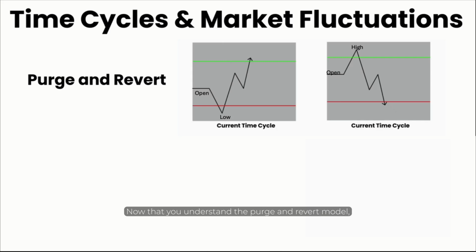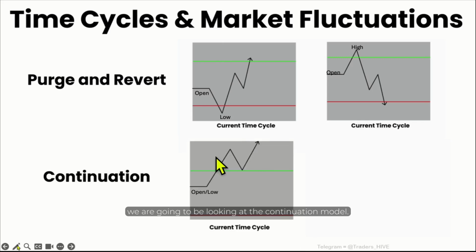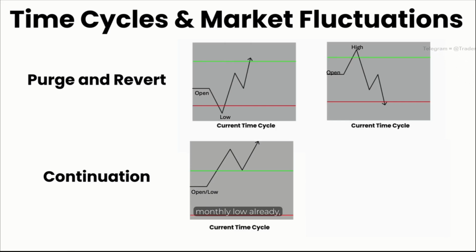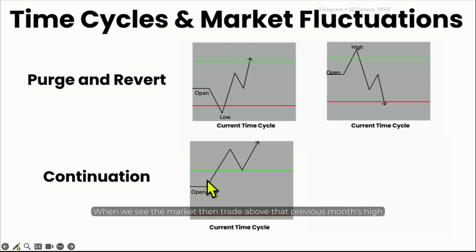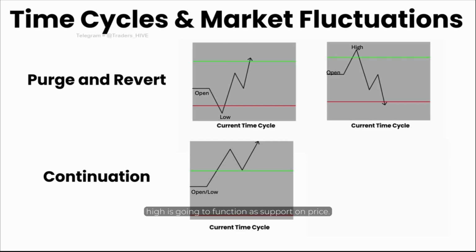Now that you understand the purge and revert model, we are going to be looking at the continuation model. The continuation model takes place when there is an urgency for the market to be repriced into a one-sided direction. What this looks like if bullish is the following, where we open up a new month and the month's open is right away or in close proximity to that monthly low already. The market immediately begins to run towards the upside. When we see the market then trade above that previous month's high, and we see the previous month's high get revisited right here, we anticipate that the previous month's high is going to function as support on price. Why?